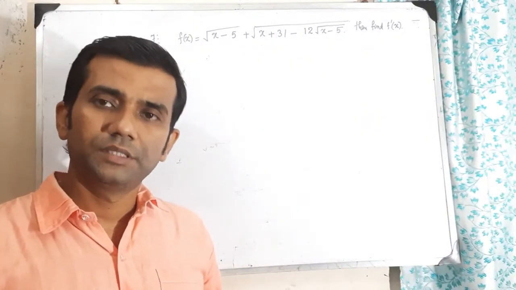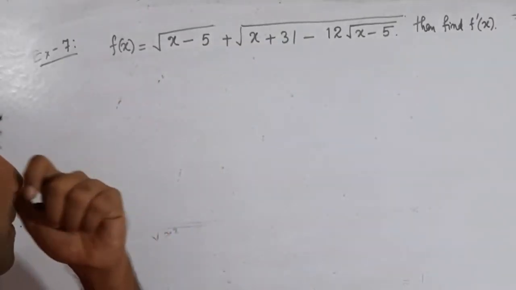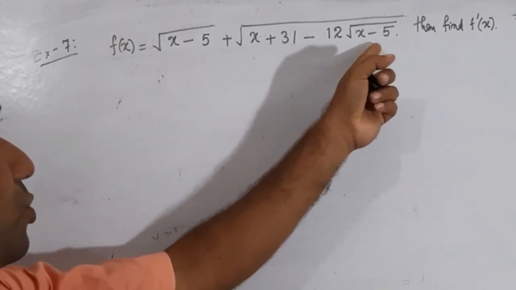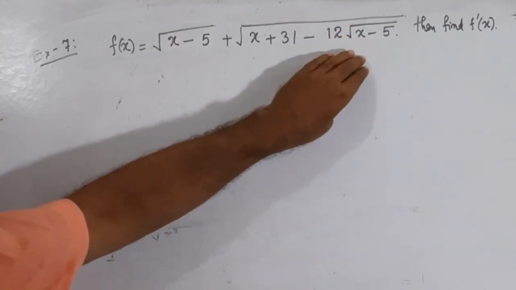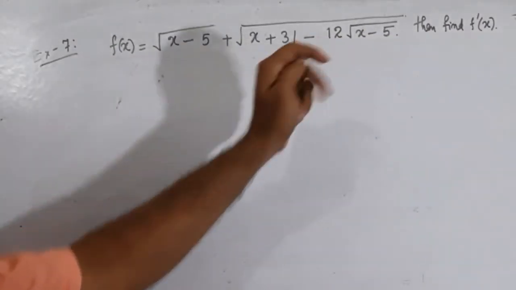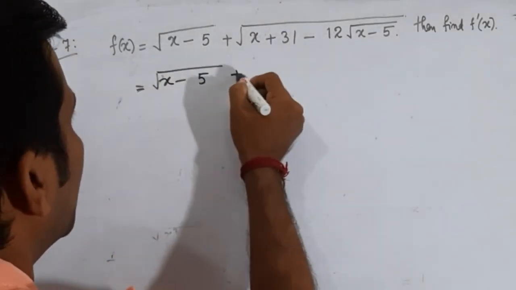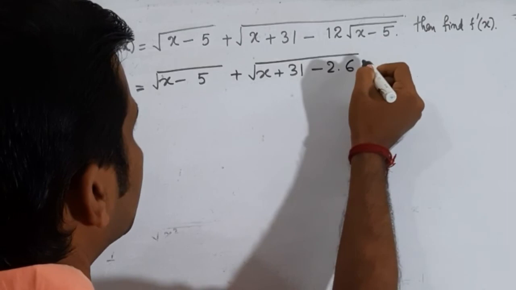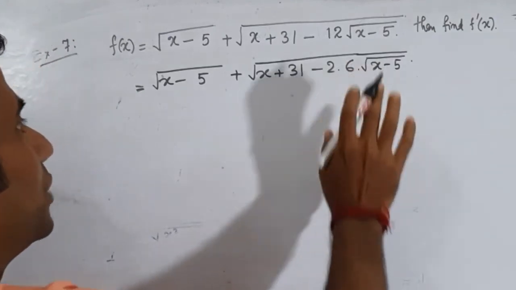This type of problem I have discussed in my previous video. This is the same type. This is root over x minus 5, root over x plus 31 minus 12 into root over x minus 5. I have already said to you that you please put your eyes on this term, that means 12 into root over x minus 5. This is the only clue of this equation. Root over x minus 5 plus x plus 31 minus 2 into 6 into root over x minus 5. That means this is the term of 2ab.